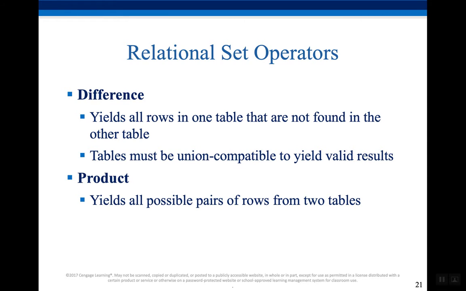Just as a quick recap, difference yields all rows in one table not found in the other. What's in one table and what's not in the other. And then product yields all possible pairs of rows between two tables, or the fancy name for that is a Cartesian product. Basically, you take all combinations of everything between two tables and that's your result set.